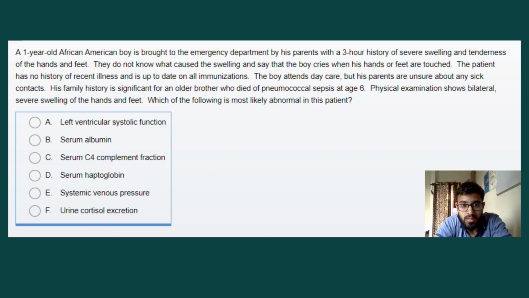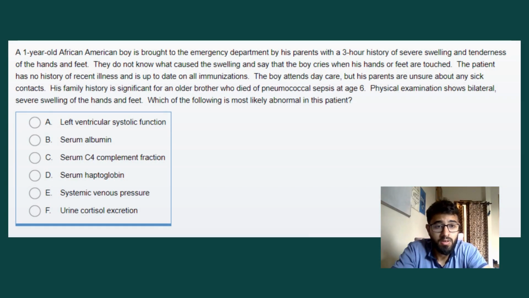Left ventricular systolic function, albumin, C for complement, haptoglobin, venous pressure, cortisol. You know that sickle cell anemia is associated with hemolysis. And whenever you have hemolysis, basically intravascular hemolysis, what is that one thing which is affected? The answer is haptoglobin. Option number D, the question is finished. So, what did we learn from this question?